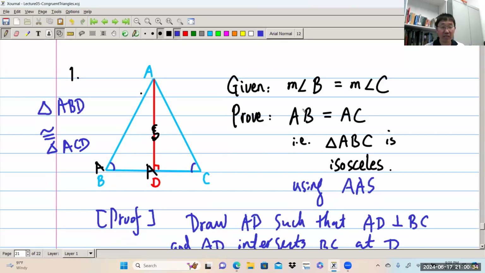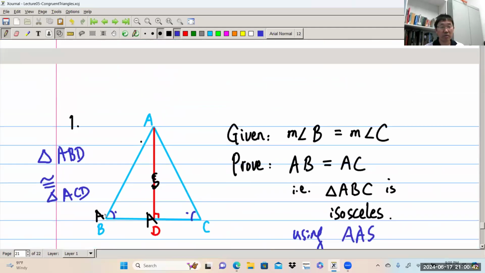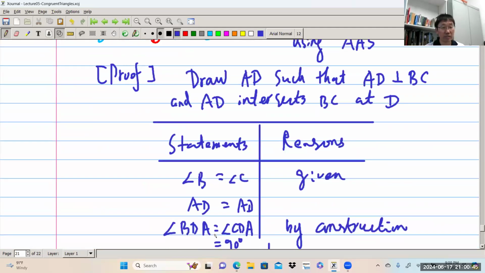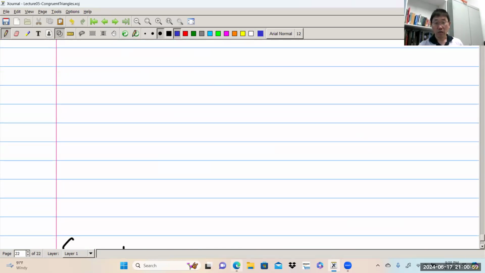AAS. And keep in mind that this S is opposite to these angles. So then you can claim what? You can claim AB equals AC, right? Corresponding sides: AB is this side, so it must be congruent to that side. So you can say AB equals AC. So that's the full proof. Okay, full proof.